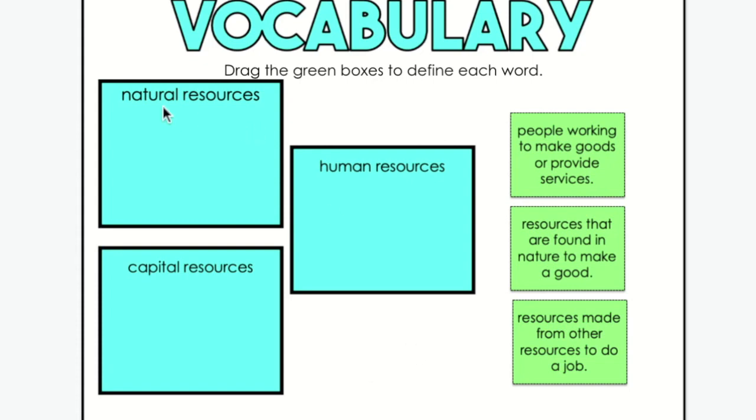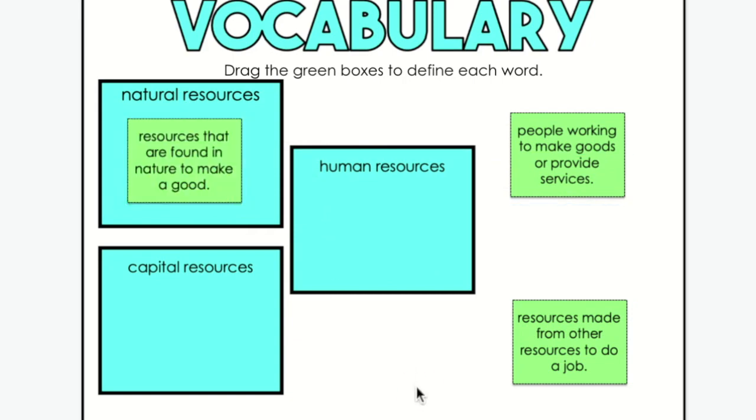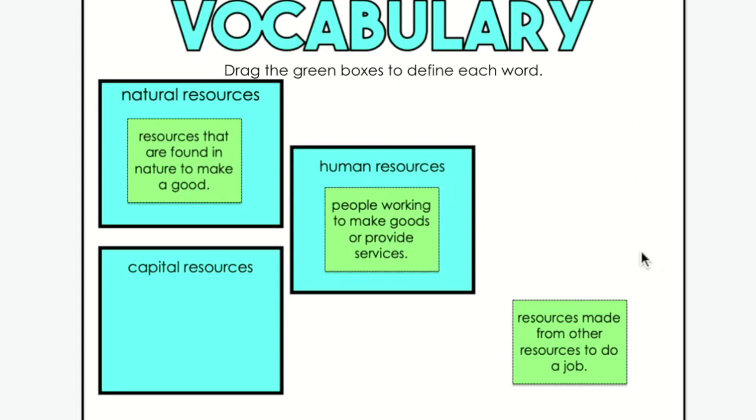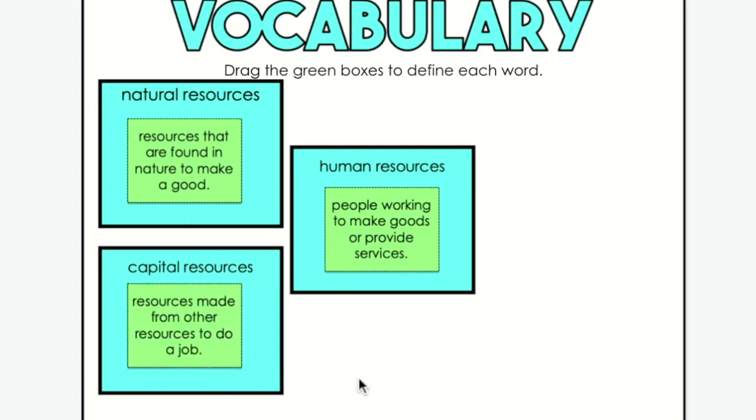Next, we have natural resources, human resources, and capital resources. Natural resources are resources that are found in nature to make a good. An example would be a tree. Human resources are people working to make goods or provide services. An example of that would be a teacher. Capital resources are resources made from other resources to do a job. An example of that might be a hammer.